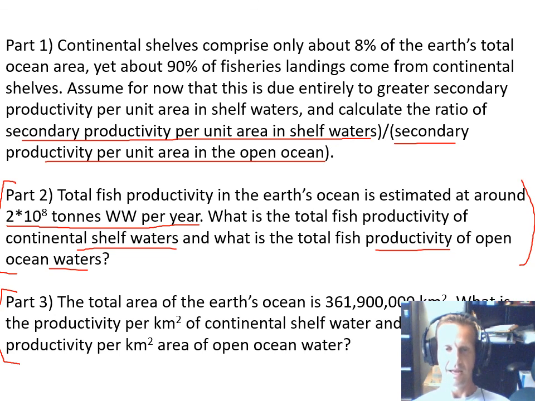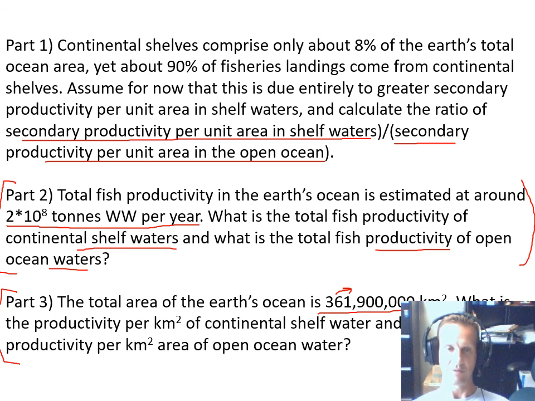Part 3, I'm giving you this value for the total area of the Earth's oceans and asking what's the productivity per kilometer squared of continental shelf water and productivity per kilometer squared of open ocean water. For this, you're going to have to solve it in 2 steps. The first step will be figuring out the area of continental shelf waters and the area of open ocean waters of the Earth based on their percentages of this total. So it would be 8% and 92% of this total.